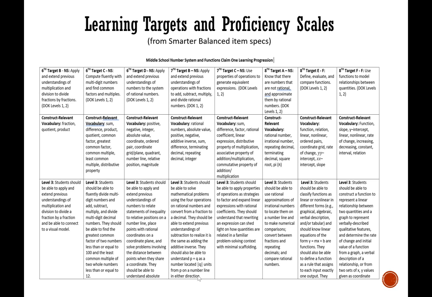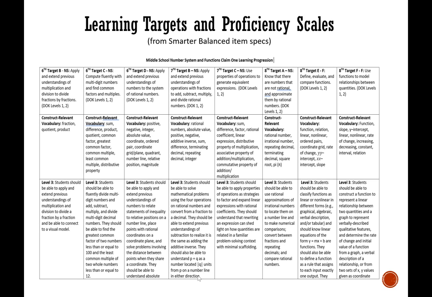In this case, this comes from the Smarter Balanced item specs, and we're going to go back to the Smarter Balanced Content Explorer and find out where all of this information is. But in this case, we are looking again at middle school number system and functions, these two domains. So in 6th grade, there are 3 targets in the domain of number systems. There are 2 targets at 7th grade in the domain of number systems and 1 target in the domain of number systems for 8th grade.